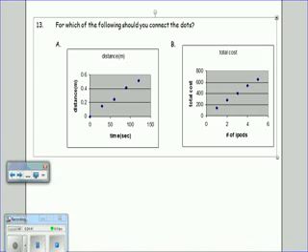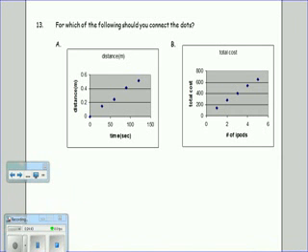For which of the following should you connect the dots? Now look at the data presented in both graphs, A and B. A talks about time and distance. In B, we're talking about number of iPods and the total cost of each iPod. Which one do you think it would make sense to connect the dots for, A or B?